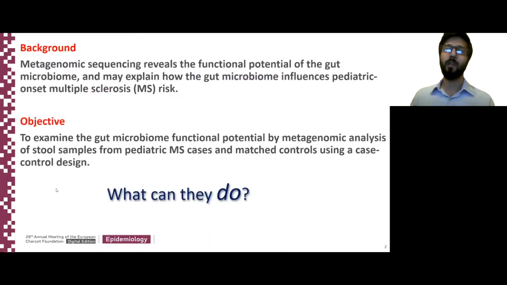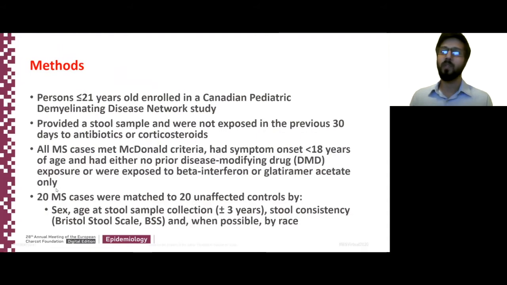In this study, we are interested to discover what the microbes in the gut microbiome of individuals with multiple sclerosis are doing. For example, what chemicals are they producing? So in this regard, we assess the association between multiple sclerosis and the functions of the gut microbiome by comparing MS cases to unaffected controls. I'll briefly summarize the methods and the results. All these details are available in my poster.